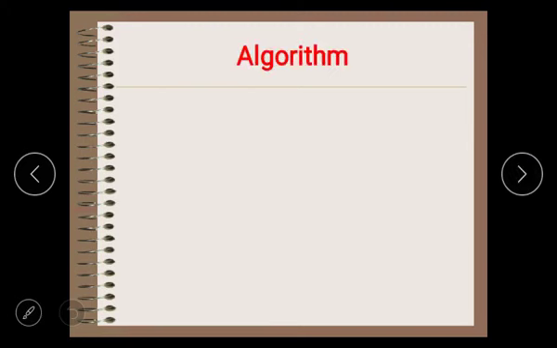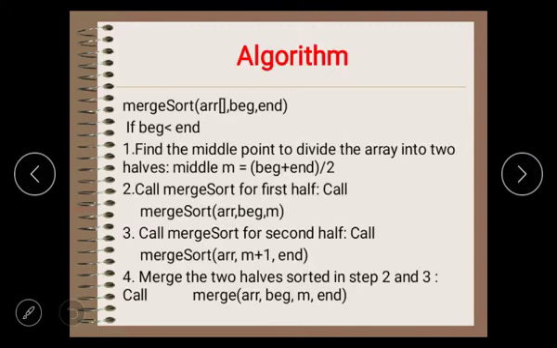We will see the algorithm now. Take the algorithm named merge sort, which is having three parameters: array name, beginning variable and ending variable. So we need to check the condition whether beg is less than end or not. If it is yes, then we need to find the middle to divide the array into two halves. For that we have the formula middle = (beg + end) / 2. Here middle is taken as the variable m.